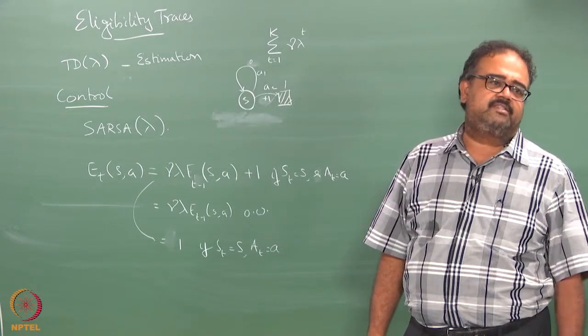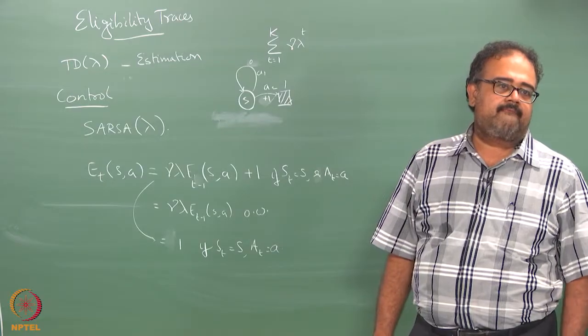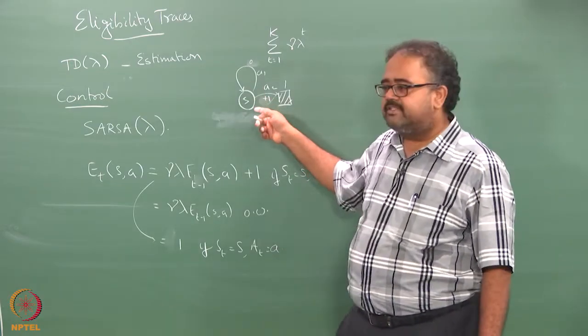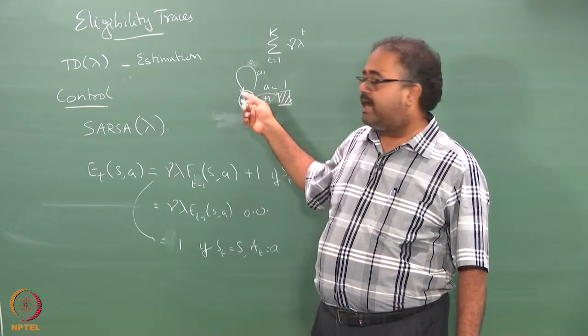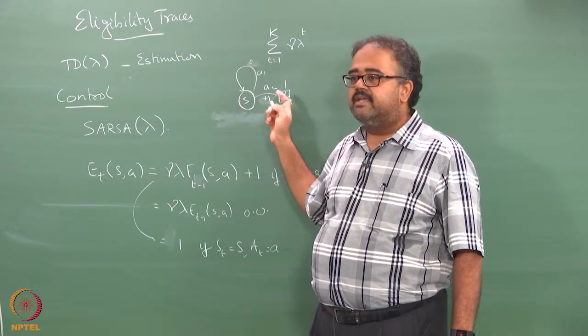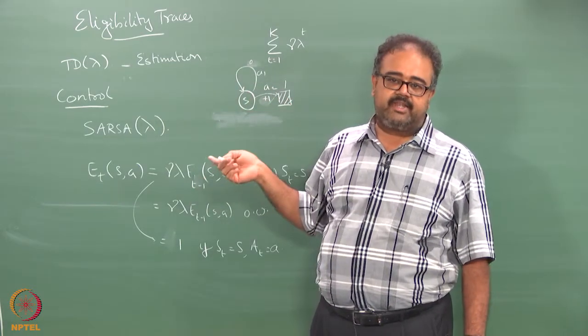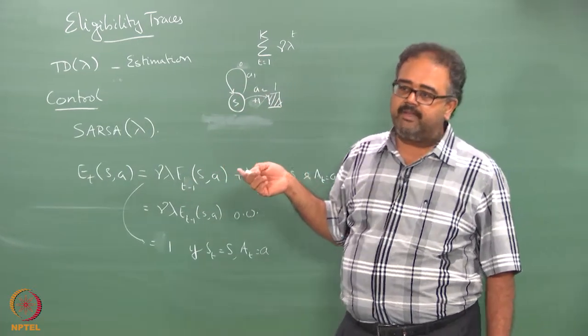and you can do a slightly more aggressive version of replacing traces. What do I do in that case? Whenever I revisit a state and I take an action, for all the other actions that I could have taken from that state, I make the trace 0.